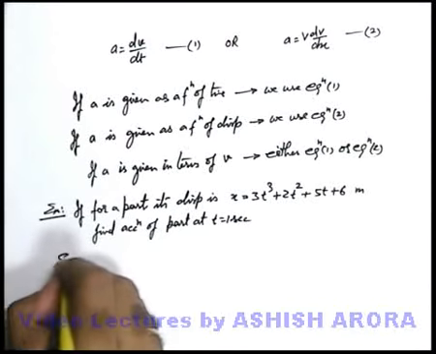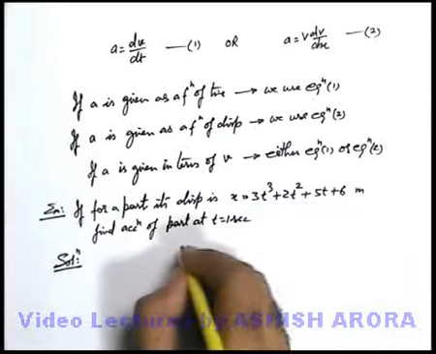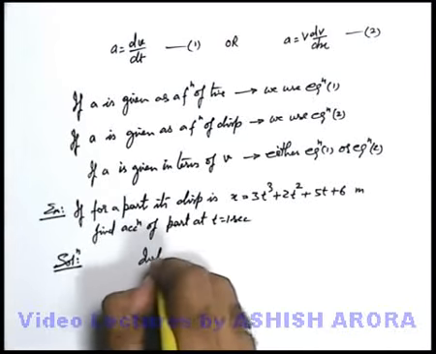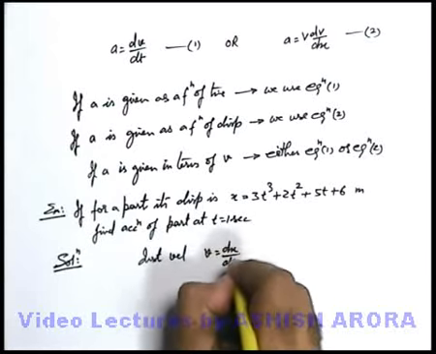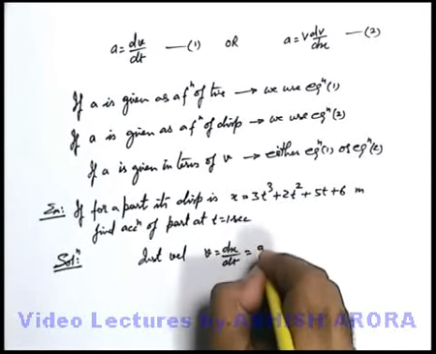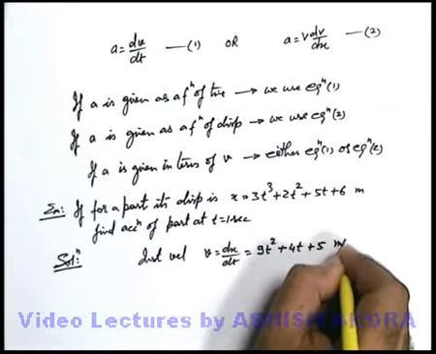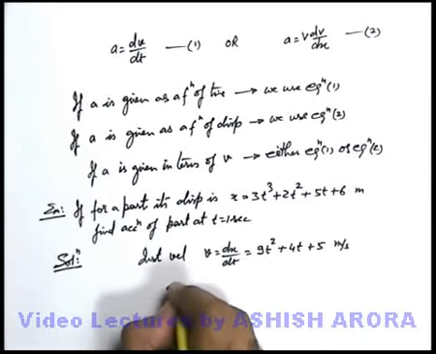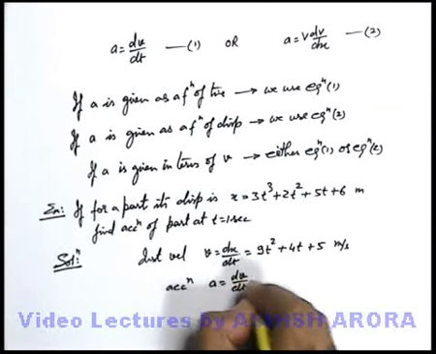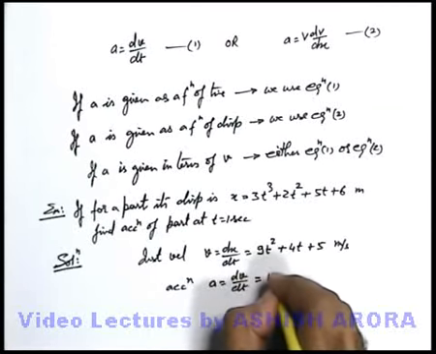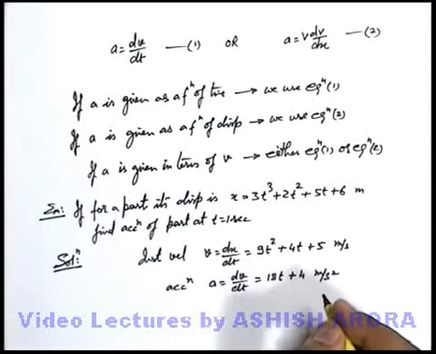So if we are required to find the acceleration, we need to differentiate it twice. Like if this is the displacement, here we can calculate instantaneous velocity as dx by dt. So if we differentiate it, it will give us 9t square plus 4t plus 5. It is in meters per second. And if we find out acceleration, it can be further given as dv by dt. So once again we differentiate it, it will be 18t plus 4 meter per second square.